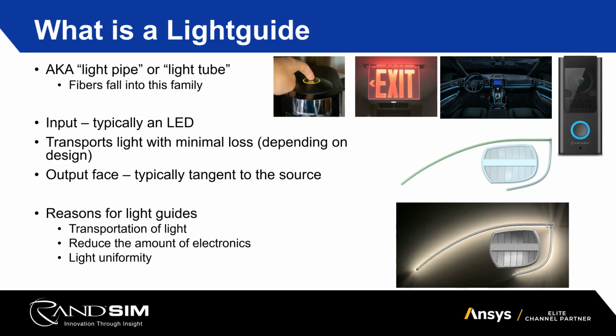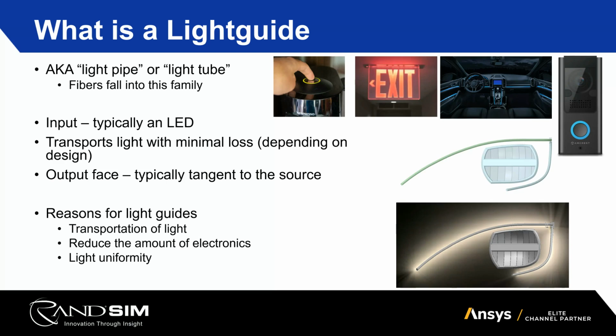Typically when we are defining a light guide, we have an input. It's usually an LED at one end. We're transporting light with minimal loss, depending on your design. Sometimes you're trying to go for loss. It depends what you're trying to do there. But you're transporting the light over a length or a distance, and then you have an output face. Now your output face could be tangent to the source, which is typically what we're seeing in light guides, but in a fiber sense, it would be on the other end of that light guide or fiber.